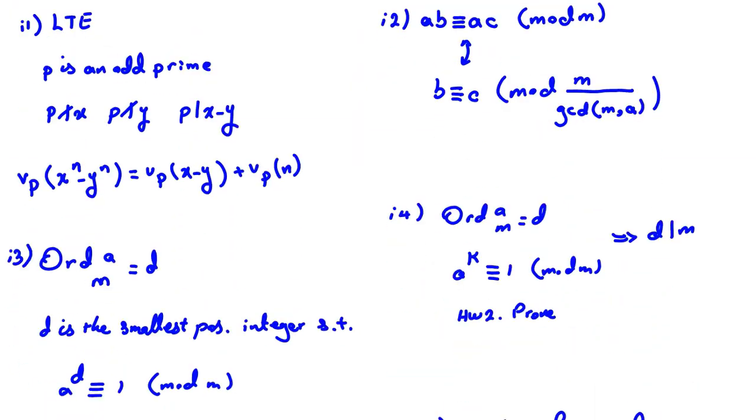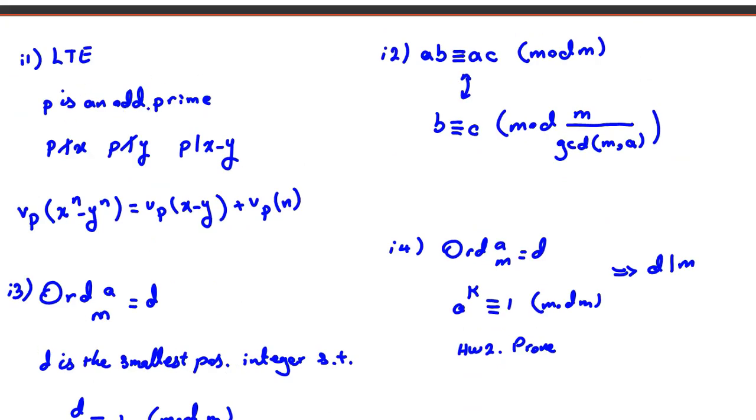So the 6 ideas are: LTE. If P is an odd prime, P doesn't divide X, doesn't divide Y, P divides X minus Y, then VP of X^n minus Y^n is VP of X minus Y plus VP of n. VP is what? Power of P in that number. We call this theorem lifting the exponent. For example, V3 of 24 is the power of 3 in 24, which is 1. V3 of 18, for example, is 2.